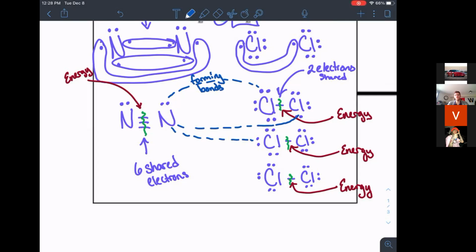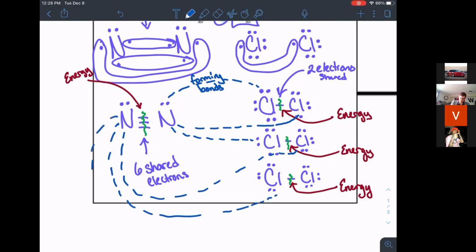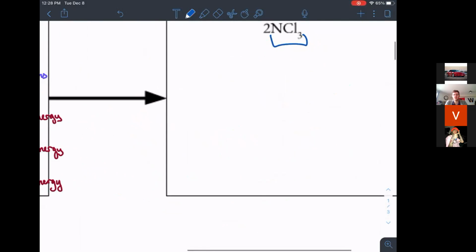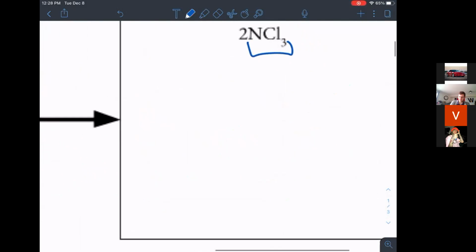So that nitrogen's formed all of its bonds, and now this nitrogen needs to do the same thing. So this nitrogen's going to form 1, 2, 3. Now this nitrogen has formed 3 bonds of its own. So now that we have our new products, we can draw them over here, making sure that we've drawn them correctly.